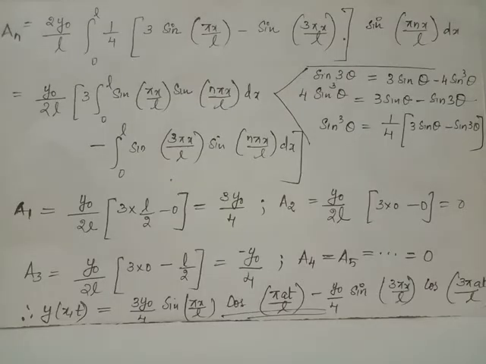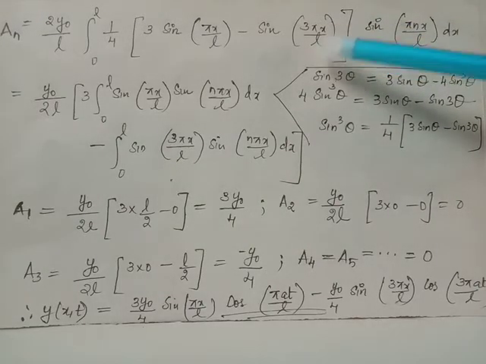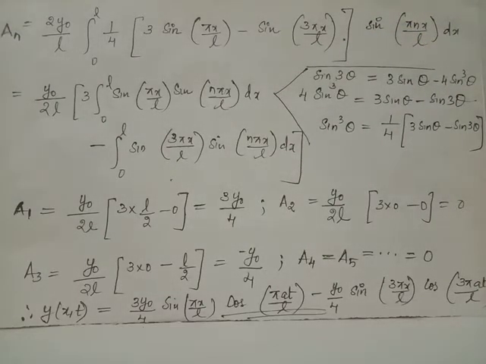We have sine 3 theta equals 3 sine theta minus 4 sine cube theta, from where sine cube theta can be written as 1 by 4 times 3 sine theta minus sine 3 theta. Therefore, we can replace sine cube pi x by L in the expression of an using this. Also, y naught can be taken outside the integration. When 1 by 4 is taken outside, we obtain an equals y naught by 2L multiplied by 3 times integral 0 to L sin pi x by L sin n pi x by L dx minus integral 0 to L sin 3 pi x by L sin n pi x by L dx.